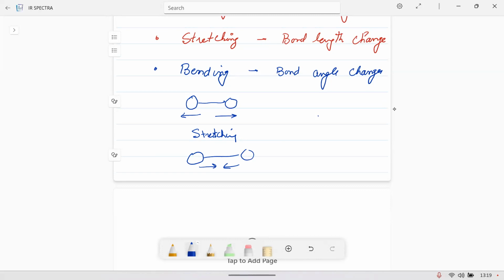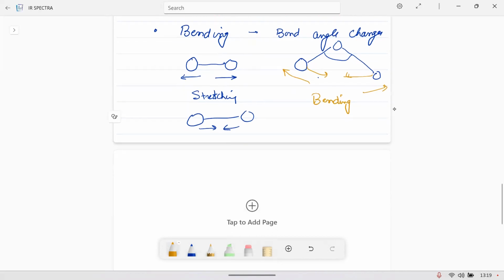That is one possibility. And the other possibility is that if there is a bond angle over here, what may happen is they may come closer or they may go away. So the bonds may come closer or the bonds may go away. That means that is bending. There are many different types of changes that take place, but these are the two main ones: the stretching and the bending. They are named in different ways: rocking, scissoring, bending, stretching, many of them.